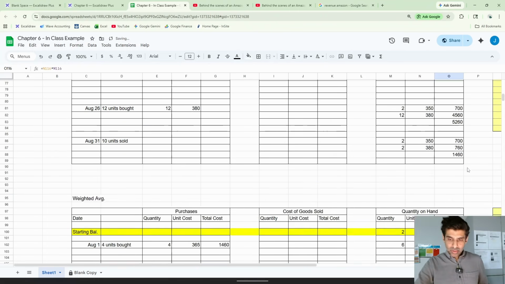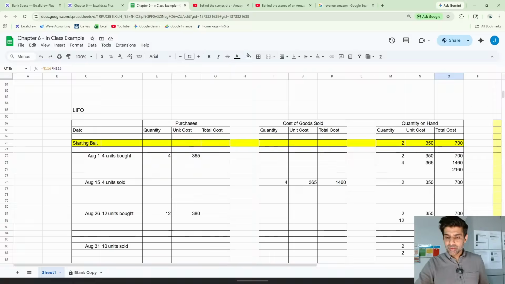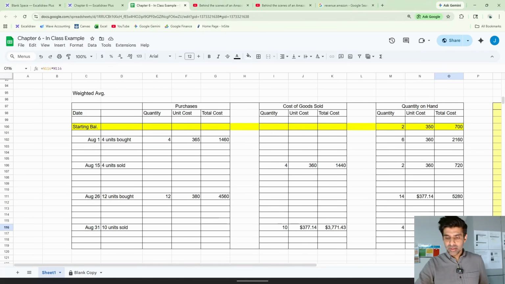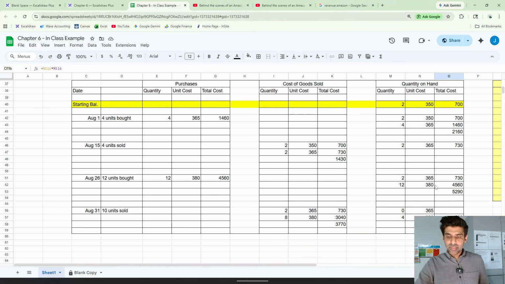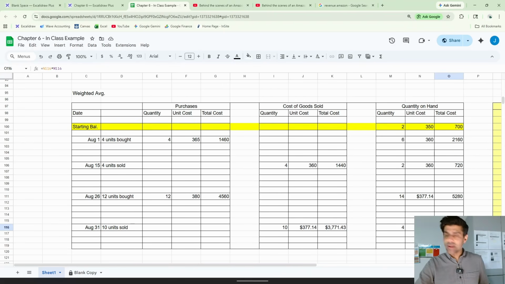So for FIFO, it was 15,020. For LIFO, it was 14,060. And for weighted average it is 1508. So FIFO was the highest, LIFO was the lowest, and weighted average was somewhere in the middle. It did change, right? First it was 350, the opening balance, then it changed to 360, and then it changed to 377.